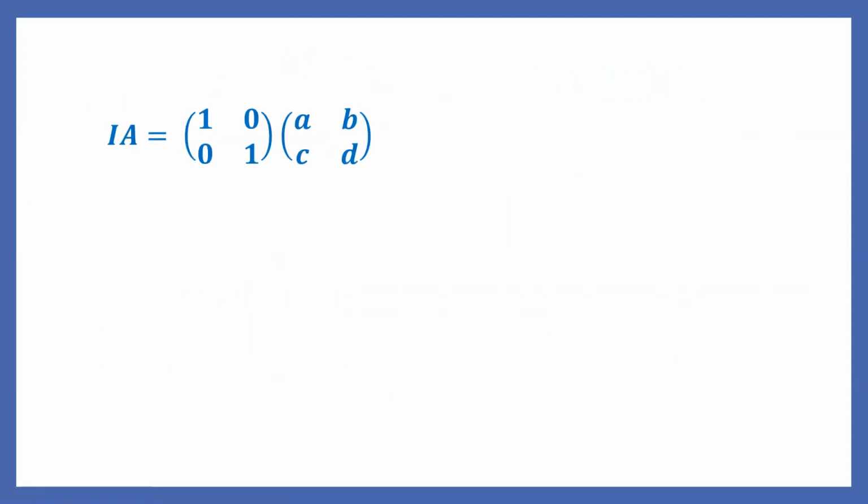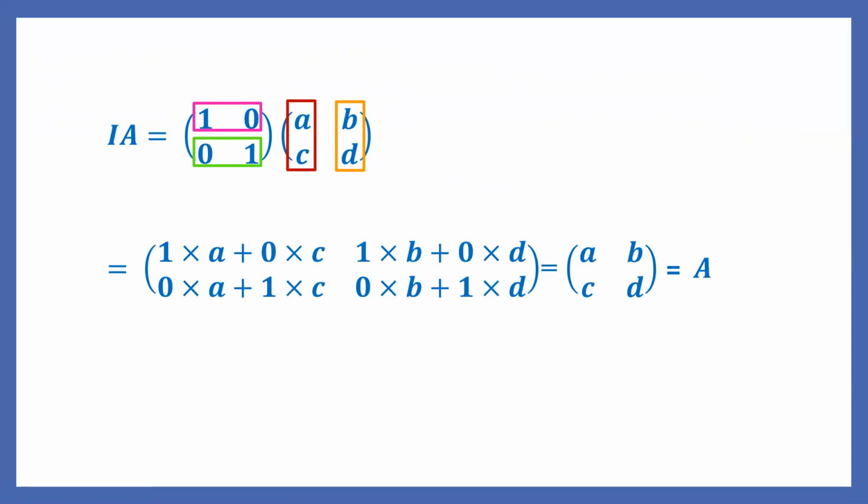Now, suppose I need to find I times A, the product IA. So this means I take matrix I multiplied by matrix A. So again, I will have to multiply first row by first column, first row by second column, second row by first column, and second row by second column. I'm sure by now you know how to multiply matrices. So multiplying these and simplifying will give me A, B, C, D, which is again a matrix A.